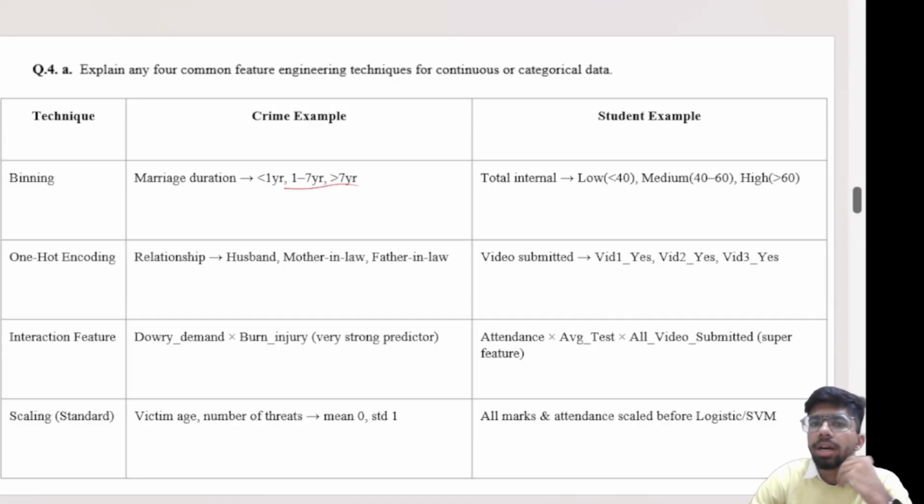Fourth is scaling. Scaling transforms numerical values so they have mean 0 and standard deviation 1. This is necessary for algorithms like logistic regression, SVM, and k-means. Crime examples are in my slide. I have shown victim age is scaled, number of threats is scaled. Scaling ensures large values like age do not dominate small values.